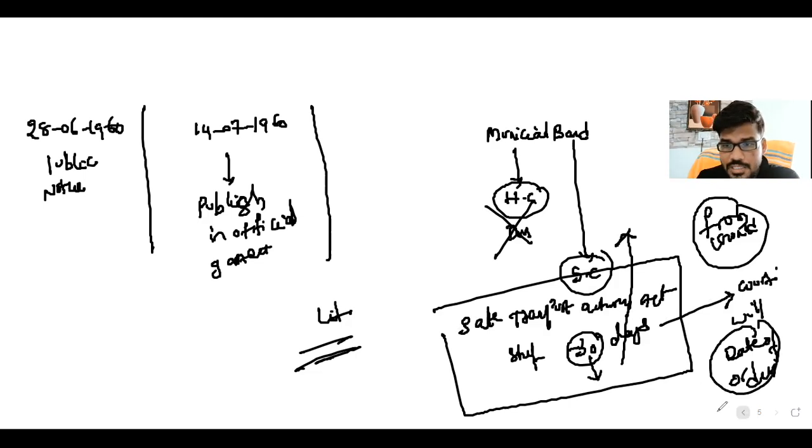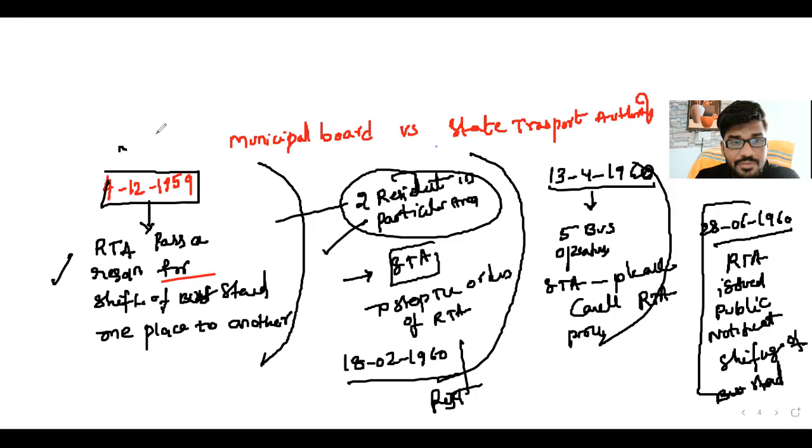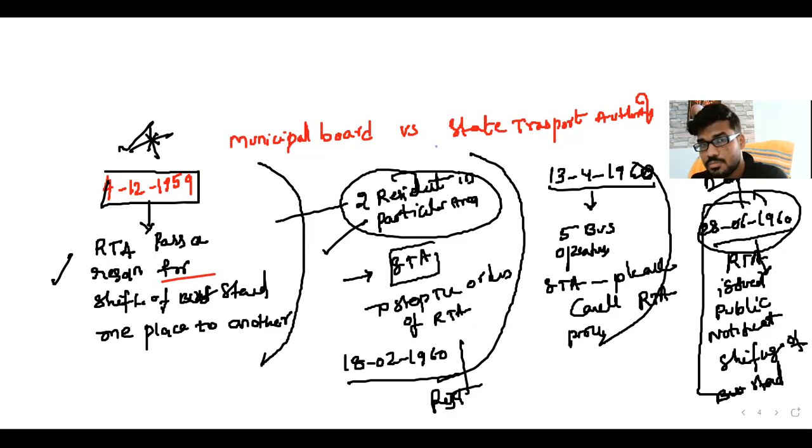The order was passed on 1/12/1959. The knowledge came on 28/6/1960, when the public notice was issued. This is the date of knowledge. Then on which day should you approach the court? Within 30 days from the date of order or within 30 days from the date of publication. The law clearly says, by the literal rule of interpretation, you read the rule as it is. What is the ordinary meaning? It is the date of publication. Not from the date of order; you should calculate the 30 days from the date of publication.